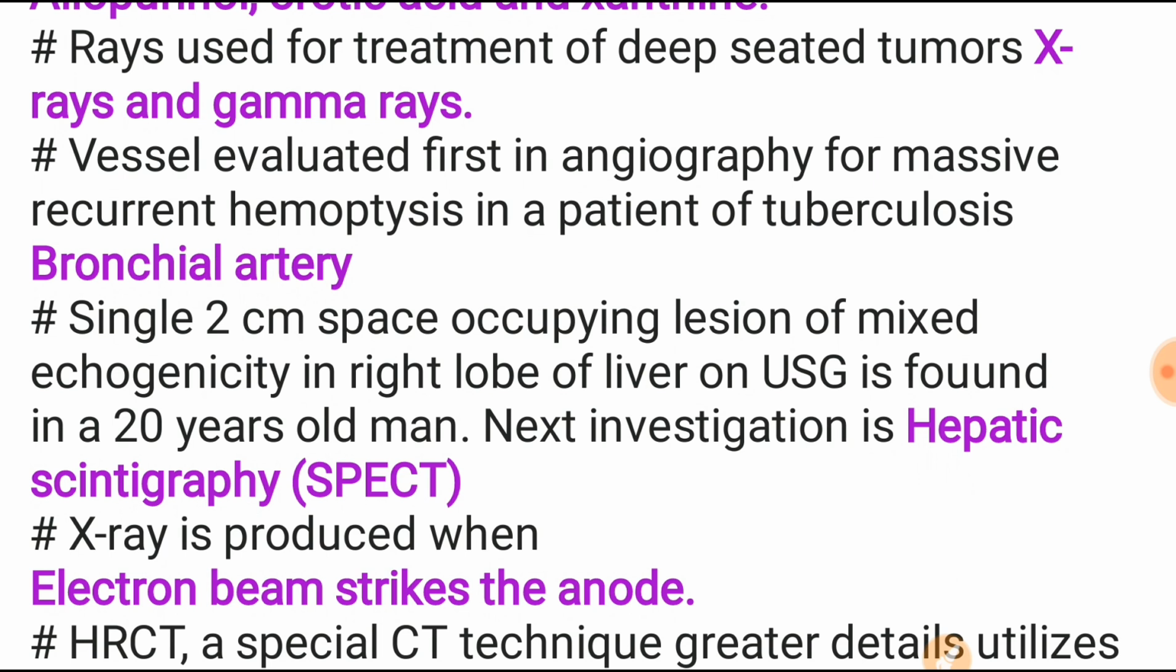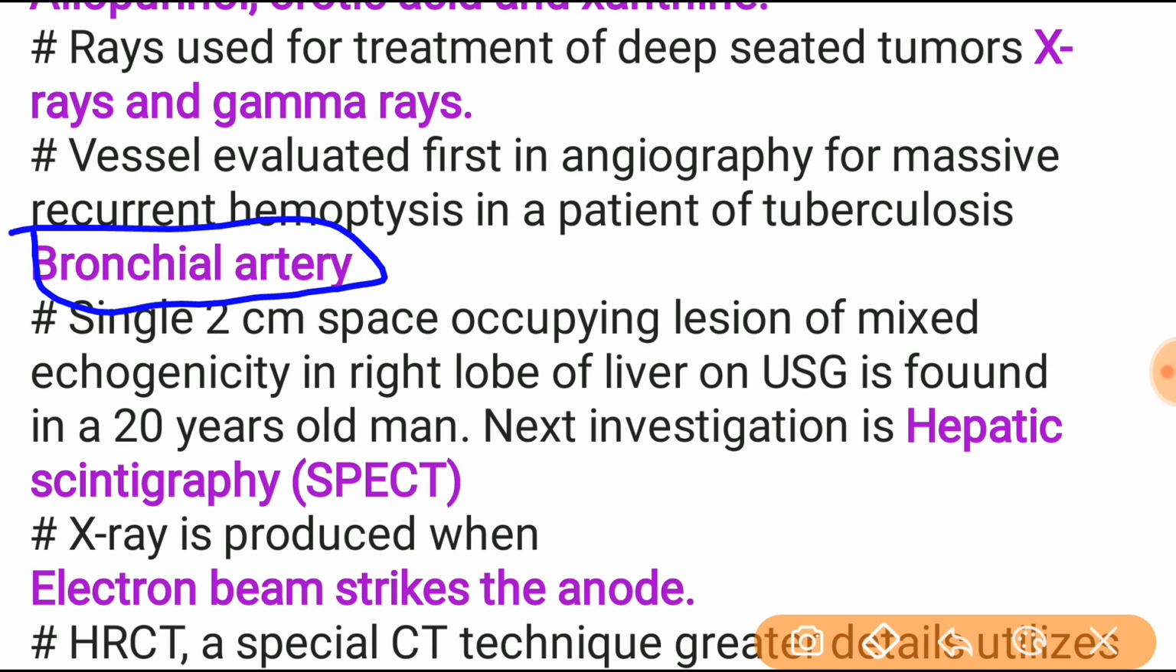Vessel evaluated first in angiography for massive recurrent hemoptysis in a patient of tuberculosis is the bronchial artery. Here the bronchial artery you have to remember mostly. A single 2 centimeter space occupying lesion of mixed echogenicity in the right lobe of the liver on USG, found in a 20-year-old man. Next investigation here is hepatic scintigraphy.